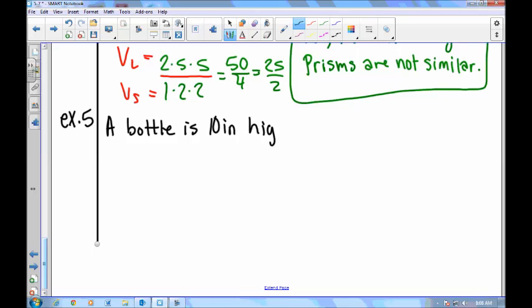A bottle is 10 inches high and holds 34 fluid ounces of milk. Capacity is one unit of measurement. We have length, we have weight, and capacity. We have two metrics, we have two units of measurement.